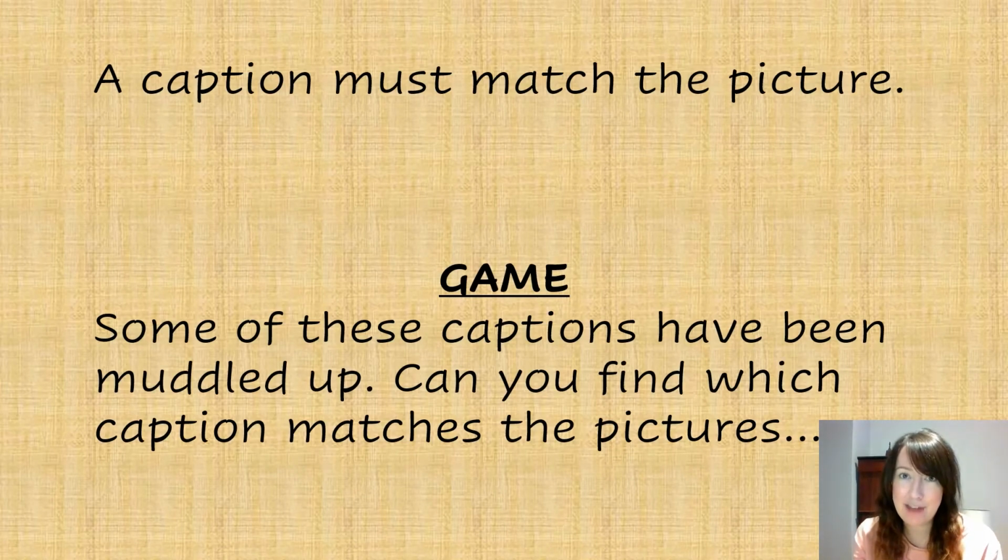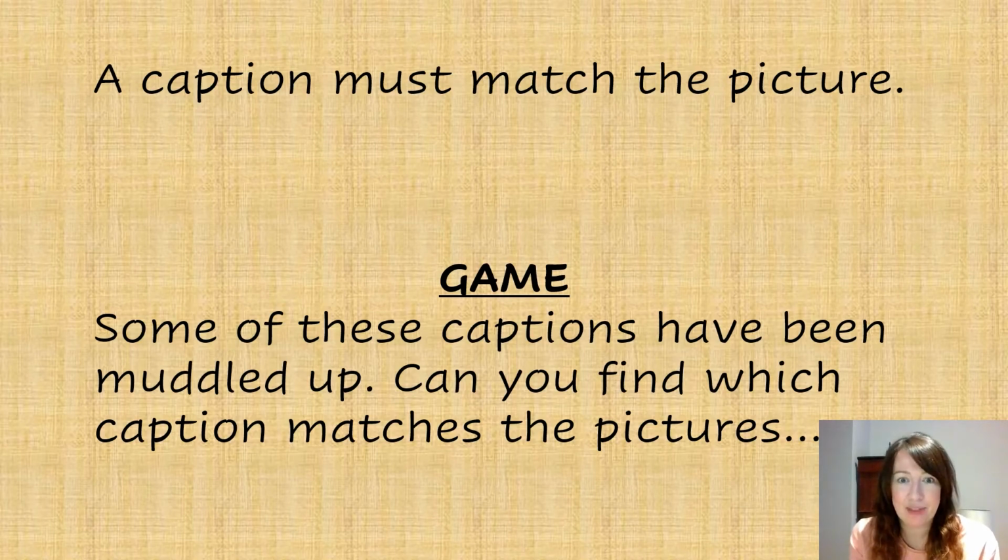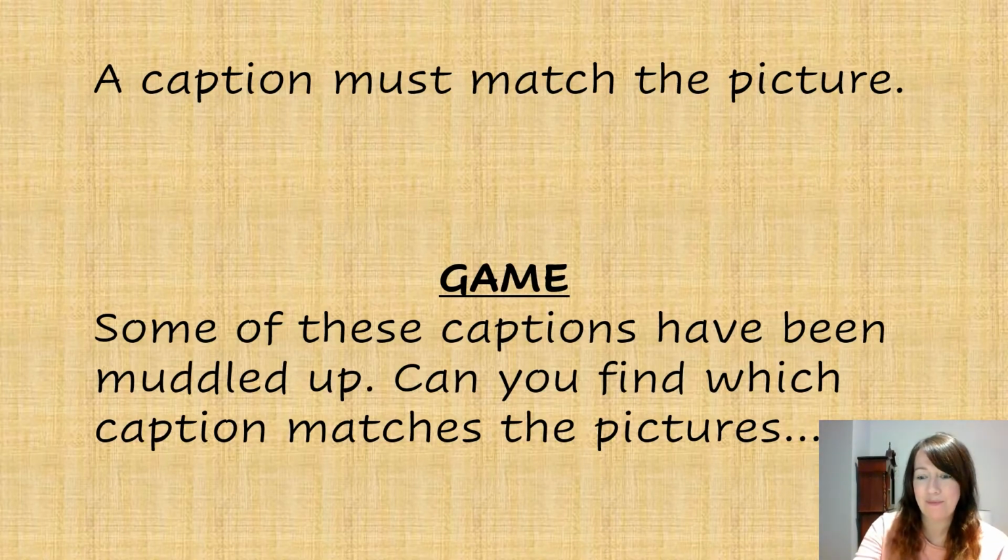I think you might have guessed by now that the caption must match the picture. We've got a bit of a game to play. We don't often get to play games in English, so we're going to play a bit of a game. There are some pictures on the next slide, and it's got 3 captions with it, but only one of them matches. Now you need to be careful because they could all be a little bit close, but we're looking for the matching one. Okay, are you ready?